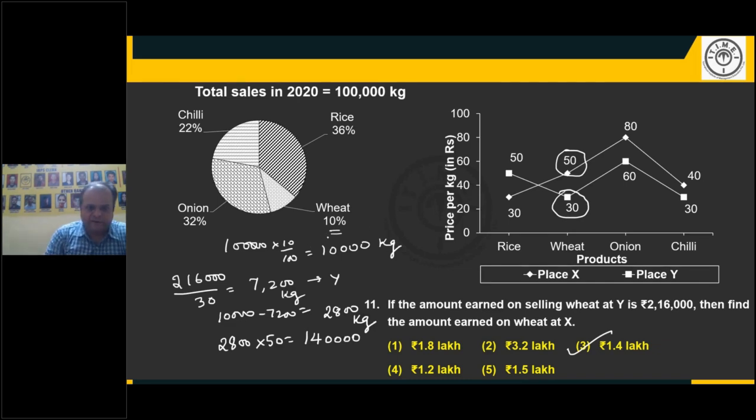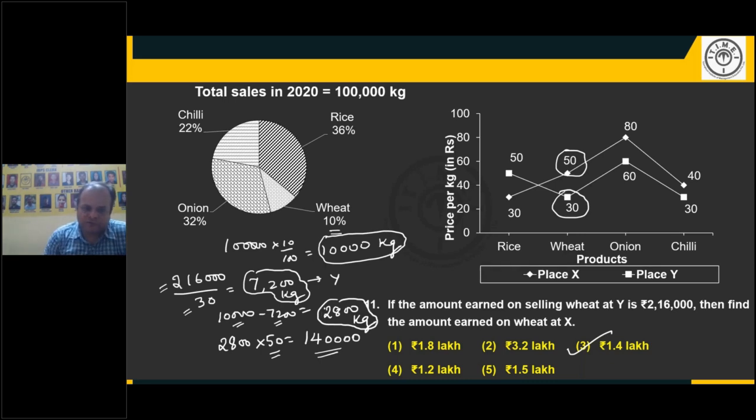This pie chart gives you the quantity. So we know wheat is 10,000 kgs. Out of that 10,000 kgs, how do we know how much is being sold at Y? Because we know price of wheat at Y is 30 and the total sale is 2,16,000. So we can very well say at place Y, 7,200 kg of wheat is being sold. So out of 10,000, 7,200 is sold at Y. So at X, how much will be sold? 2,800 kg. So sold at 2,800 kg at what price? At 50 rupees, because we can find out that the price of wheat at place X is 50. So the total amount will be 1,40,000.